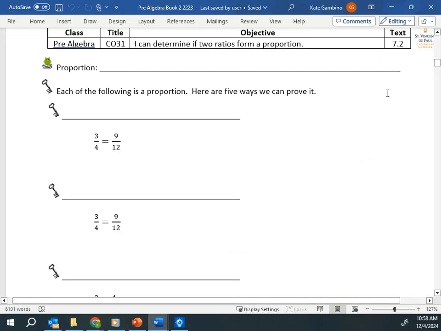Good morning. Today we are working on CO31. We are determining if two ratios form a proportion.